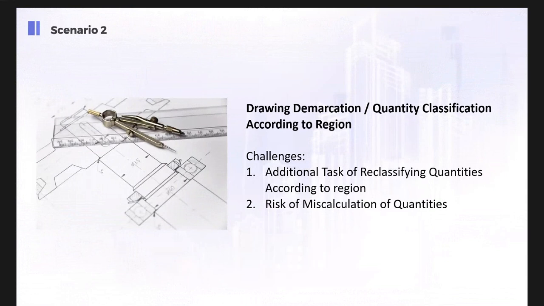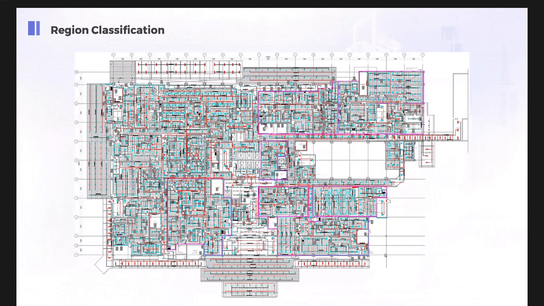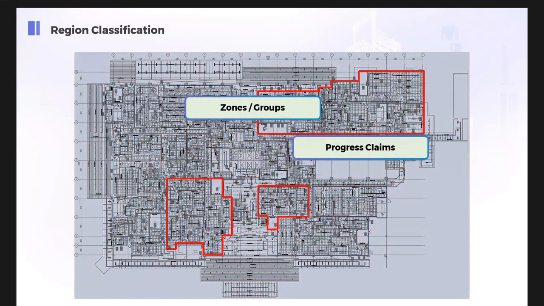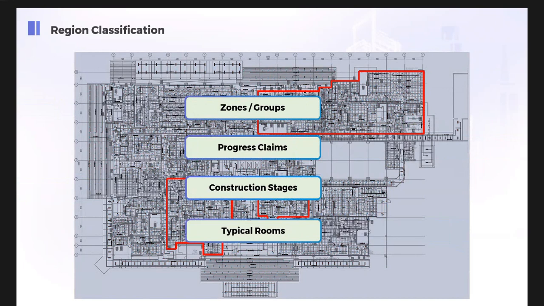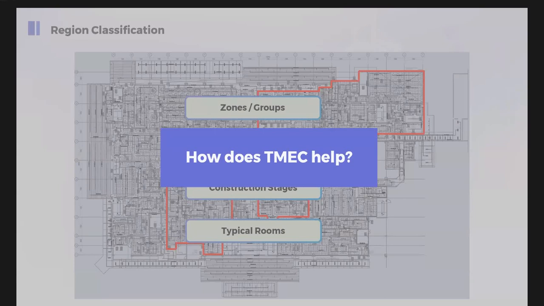Right, so next in this scenario, we'll talk about drawing demarcation, or the classification of quantities according to a region. So sometimes we might be instructed to demarcate drawings into different regions and separate out the quantities accordingly. So in this case, we might need to separate the quantities according to different zones, different construction stages, typical rooms, or even for the purpose of progress claims. Right, so how can TMEC help in this scenario?